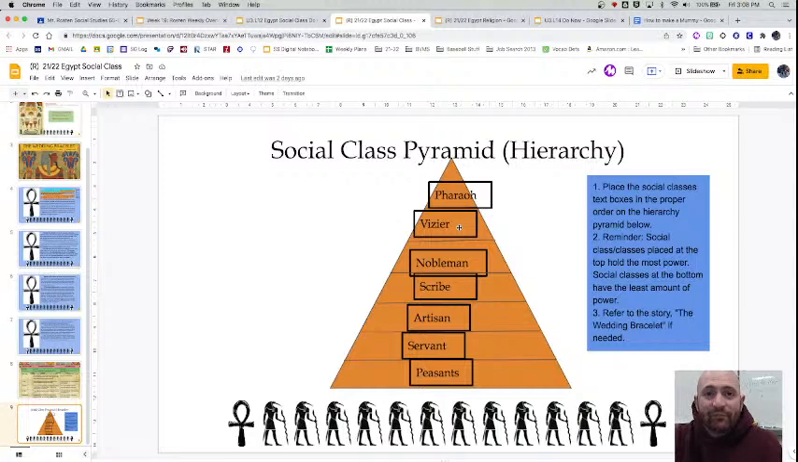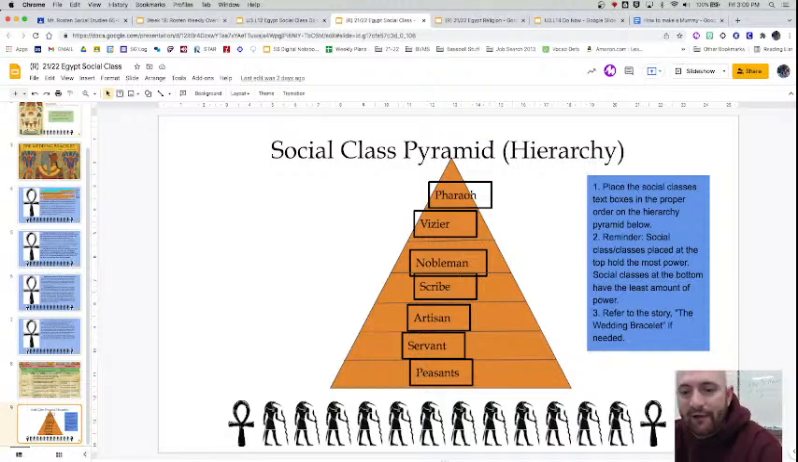We have the vizier, the right-hand person, right? They're like the head advisor, right? And sometimes they can also be the high priest, you know, the head priest in charge. We then have the noblemen, and we remember noblemen are usually relatives of the pharaoh. It's the brothers and the sisters and the cousins and the aunts and uncles, right? They're wealthy people who have influence and they advise the pharaoh.